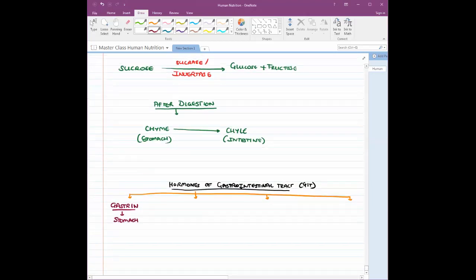But now, the moment we have gastrin, what is this gastrin going to do? This gastrin is going to stimulate the secretion of HCl, and plus we are going to see pepsinogen. Both these things are going to be secreted. But after gastrin, we have secretin. What is the secretin going to do, guys? Secretin is going to act on the pancreas, on the exocrine part of the pancreas.